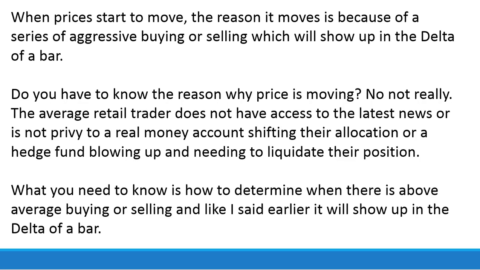People always say, why is the market going up? Well, there's more buyers than sellers. No, there's not. There's more aggressive buyers than sellers. It's a one-to-one transaction: someone's buying from one seller. Maybe there's not enough on the offer, so these aggressive buyers move the price up. When prices start to move, the reason is a series of aggressive buying or selling, which shows up in the delta of the bar.